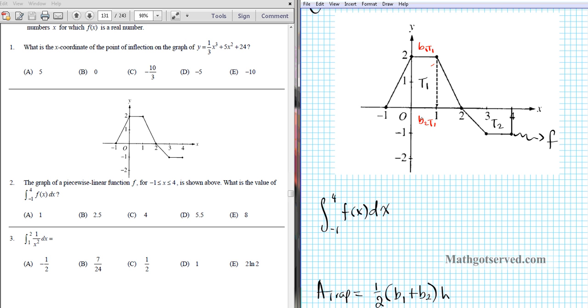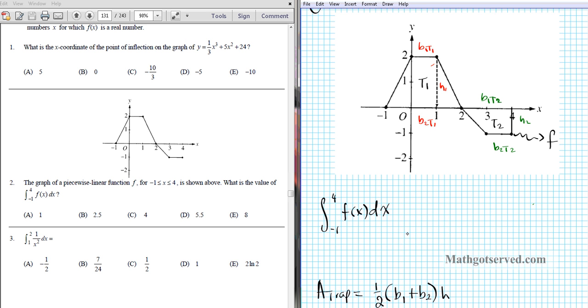So this is, let's call it h1. And in this trapezoid right here, let me change my color so we don't get confused, this piece right here is base 1 of trapezoid 2, okay? And this piece right here is base 2 of trapezoid 2. And this height right here is the height of trapezoid 2, h2, okay?